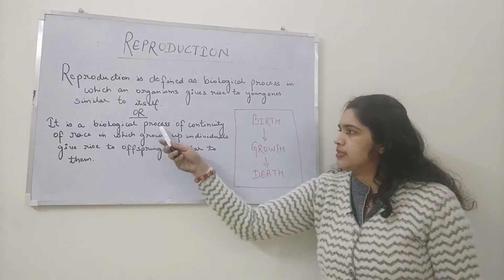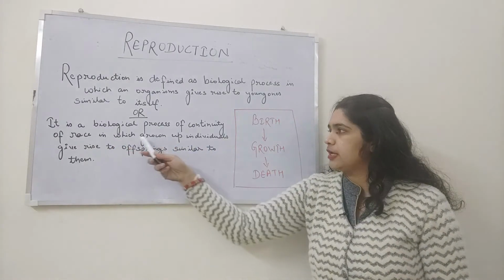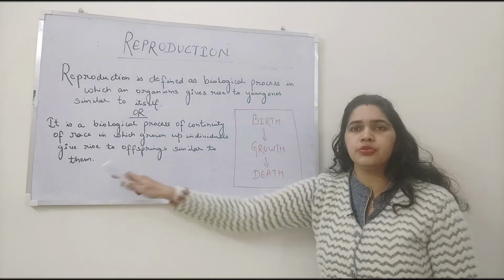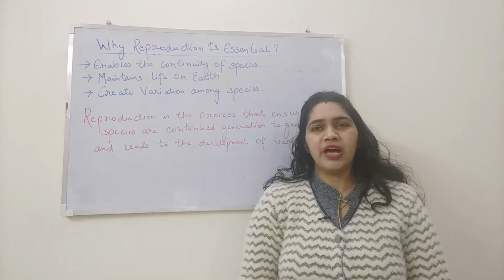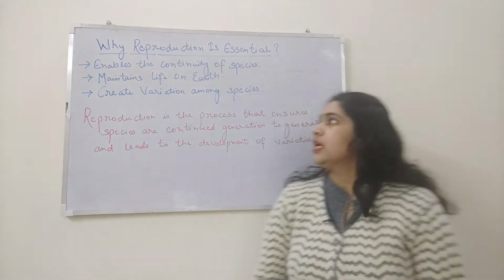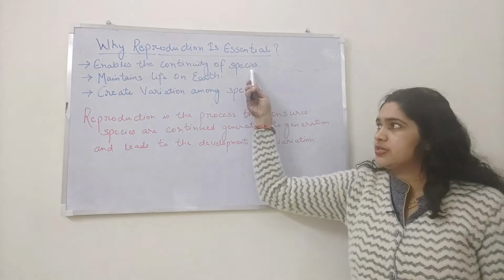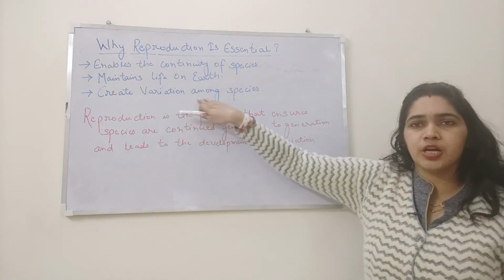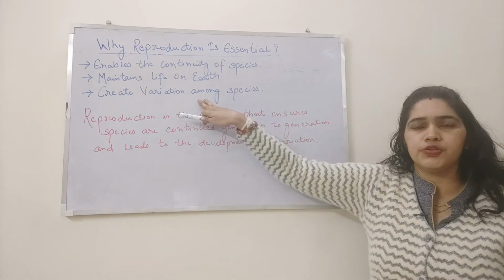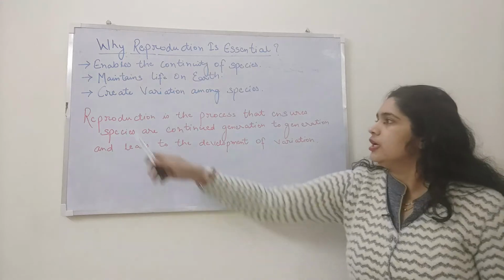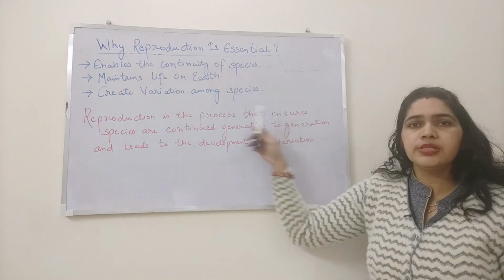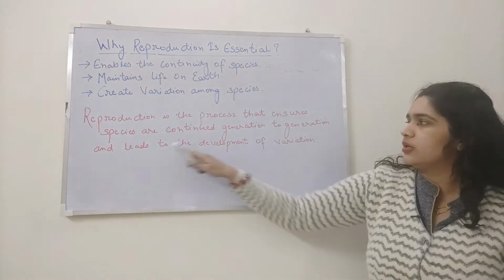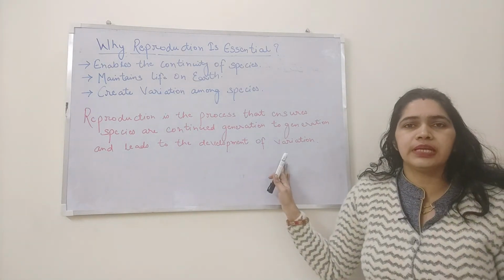It is a biological process of continuity of race in which grown up individuals give rise to offspring similar to them. Now reproduction is an essential process because it enables the continuity of the species. Second, it maintains the life on the earth, and third, it creates variation among the species which leads to evolution. Thus we can conclude that reproduction is the process that ensures the species to be continued generation to generation, and it leads to the development of variations which results in evolution.